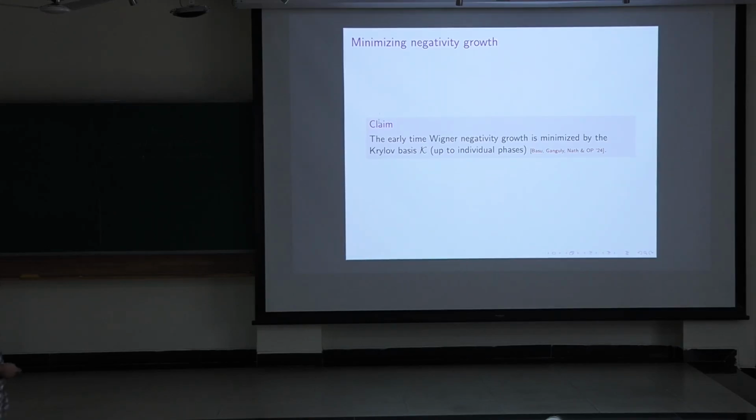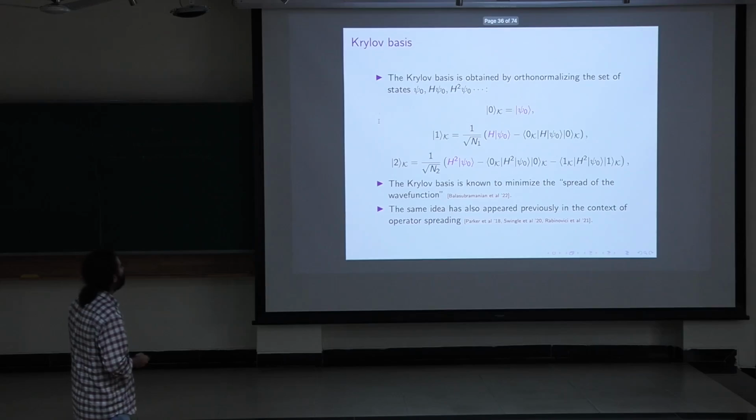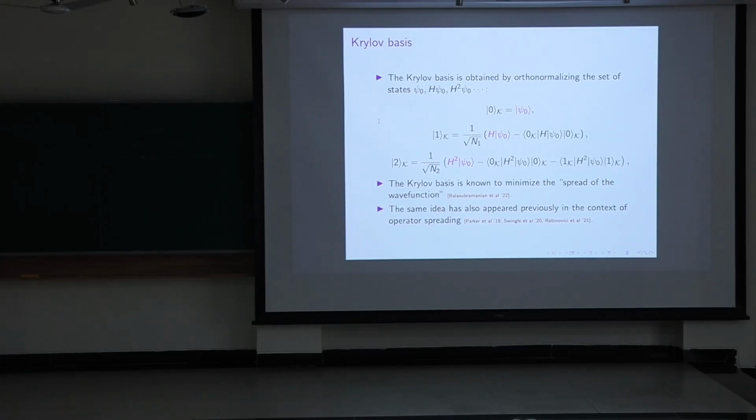Okay, so the first claim is that the early time Wigner negativity growth is indeed minimized by a particular choice of basis, and this basis is called the Krylov basis. So what do I mean? Before I tell you what that statement means, let me just quickly review what the Krylov basis is.